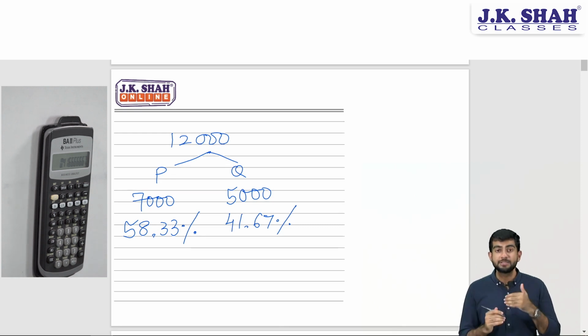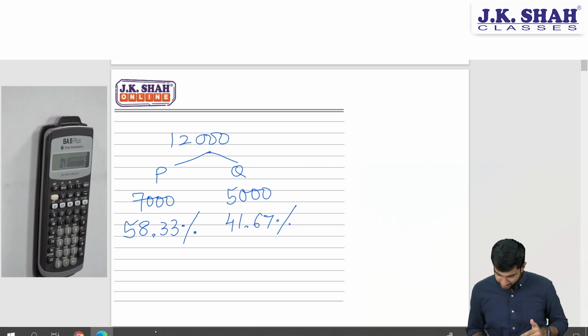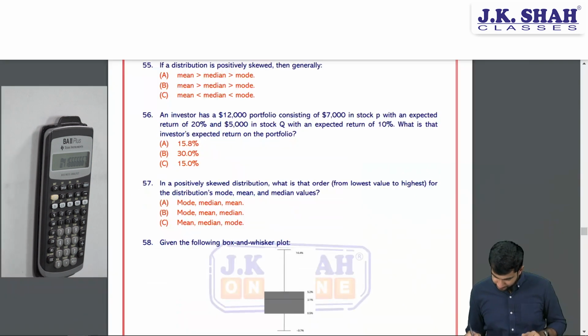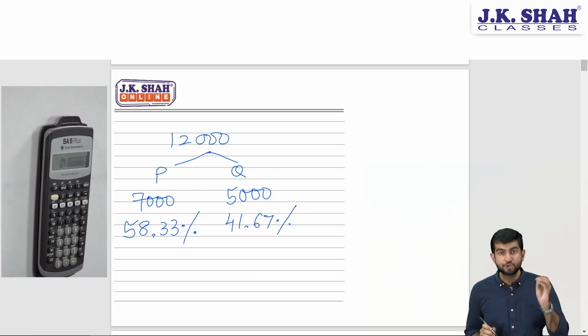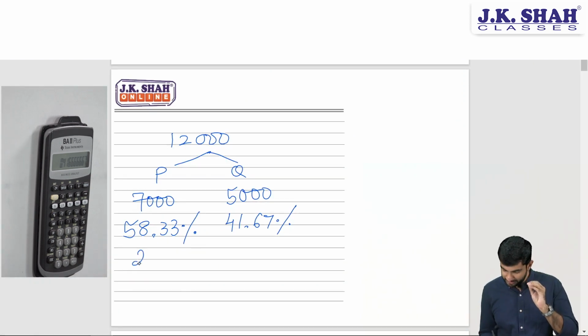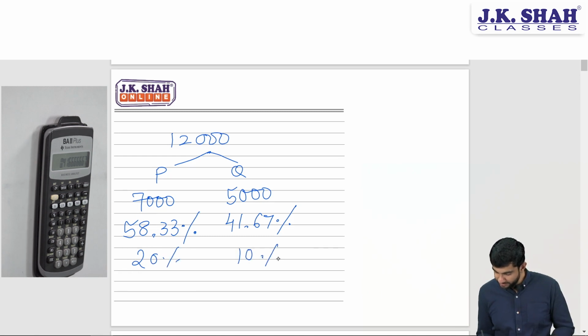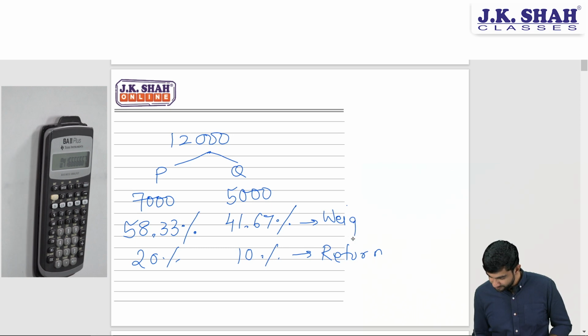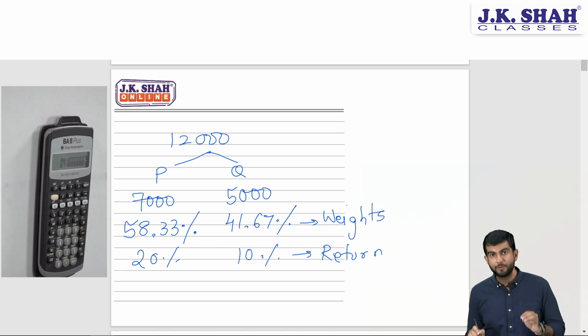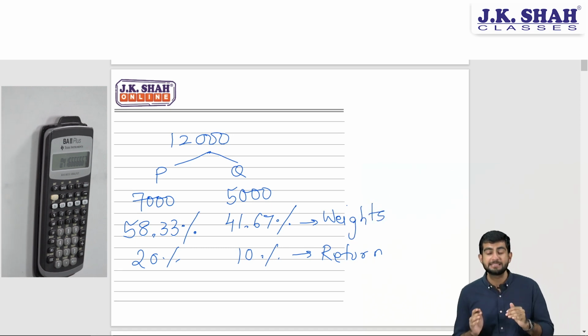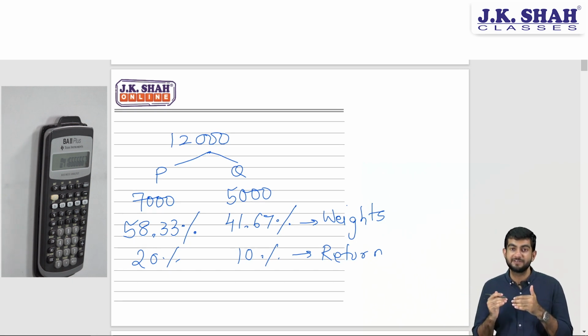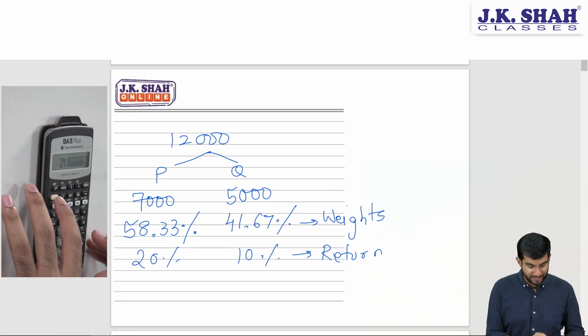How much returns does stock P give? Stock P gives a return of 20%, whereas stock Q gives returns of 10%. And these are the weights. Now to find out the portfolio expected return, I simply need to multiply the returns with the respective weights. So let us see how.